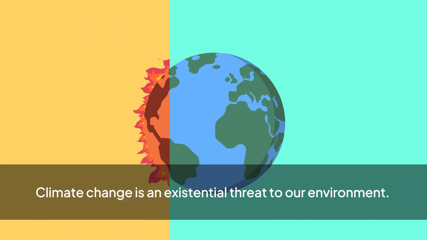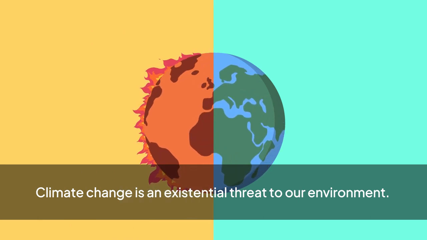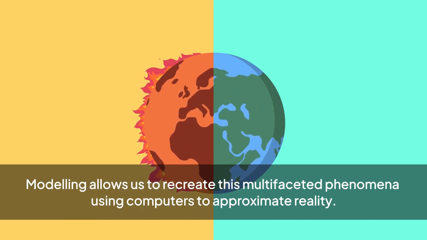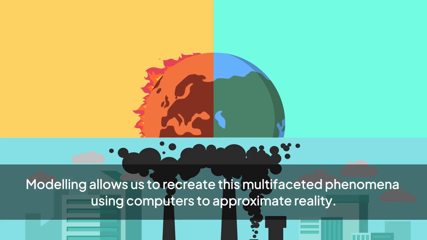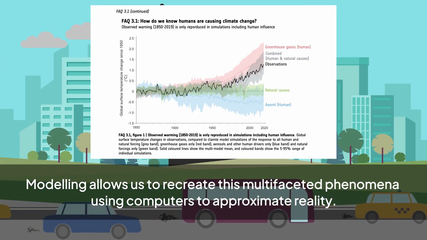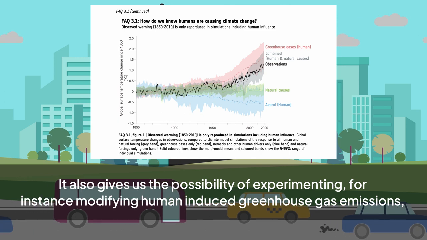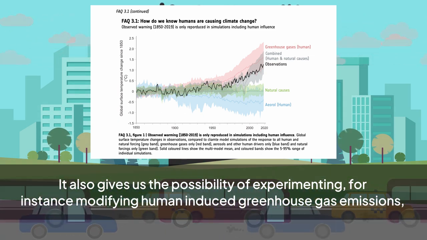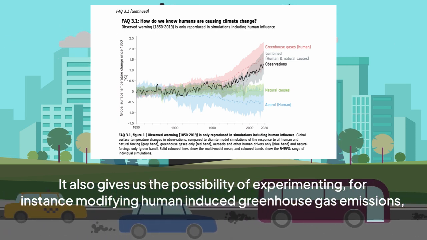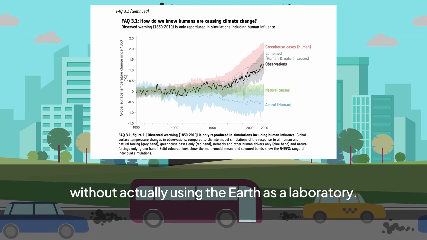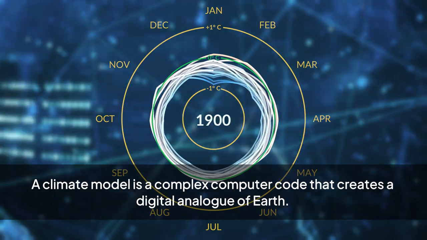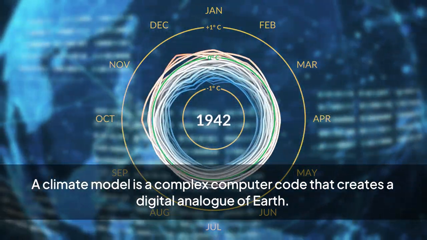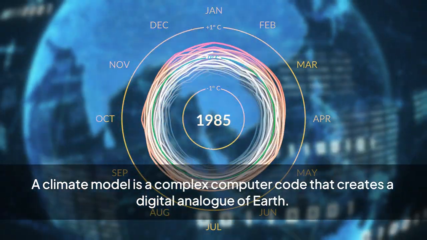Climate change is an existential threat to our environment. Modeling allows us to recreate this multifaceted phenomena using computers to approximate reality. It also gives us the possibility of experimenting, for instance, modifying human-induced greenhouse gas emissions without actually using the Earth as a laboratory.